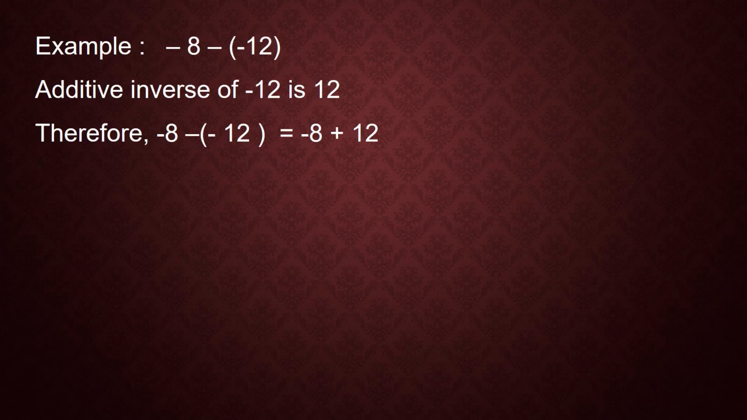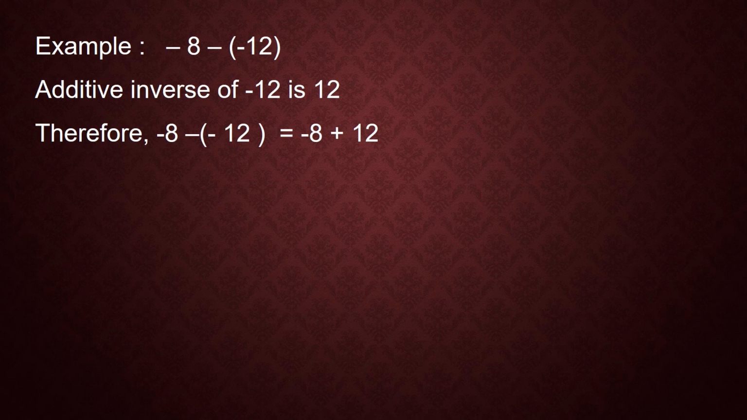One more example, minus 8 minus minus 12 in the bracket. Additive inverse of minus 12 is 12. Therefore, minus 8 minus minus 12 in the bracket can be written as minus 8 plus 12.